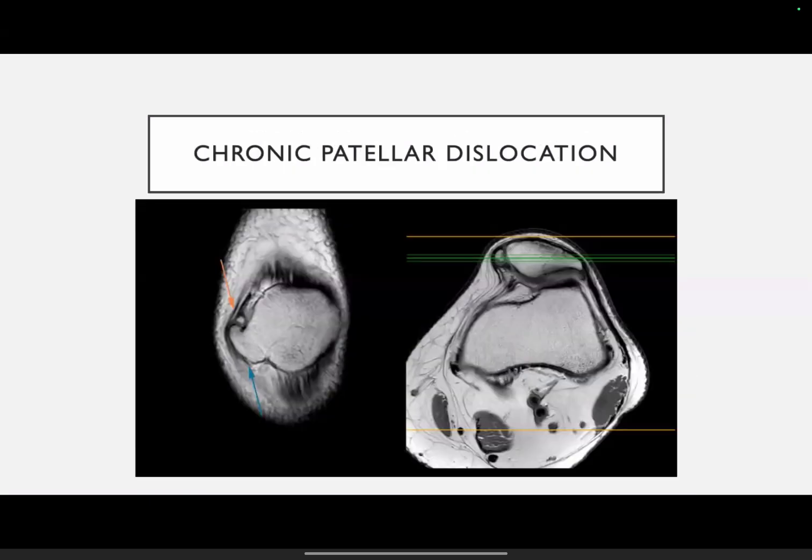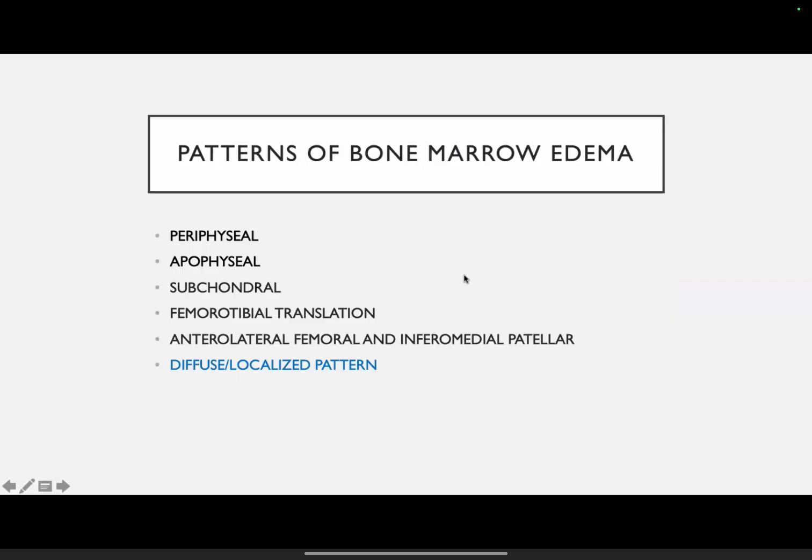Then in cases of chronic patellar dislocation, when a patient has had a number of episodes of patellar dislocation, there will be bony enthesophytes and osseous remodeling changes along the MPFL attachment. And in this case, we can see that this is a poorly remodeled or poorly healed MPFL, or medial patellofemoral ligament. Along with that, we see osseous remodeling changes.